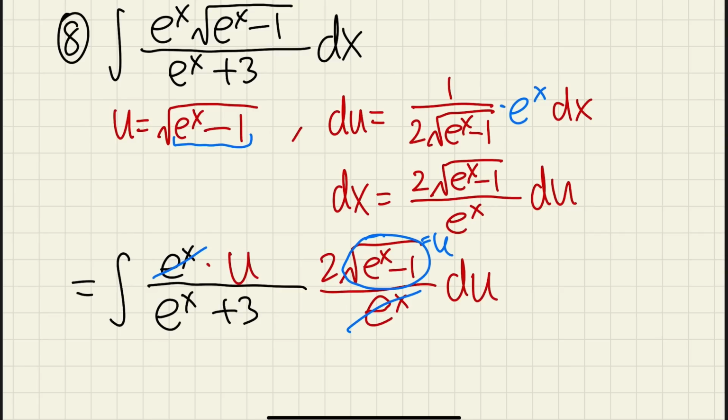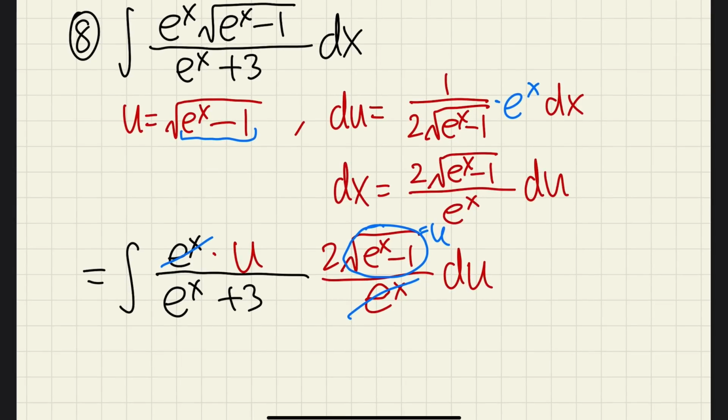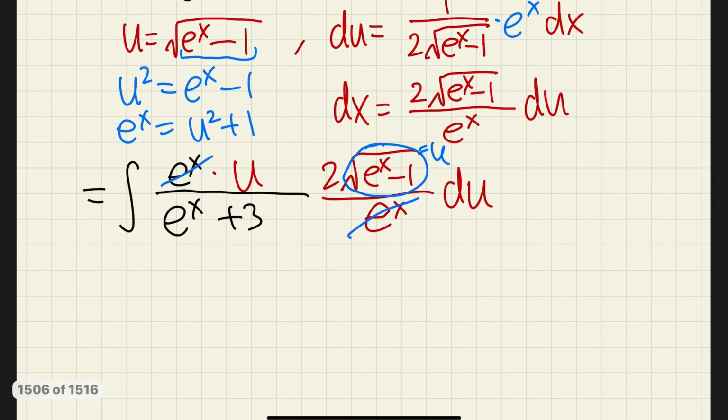Well, let's go back to the definition of our u. Square both sides, we get u squared equals e to the x minus 1. And then we can just add 1 to both sides. So e to the x equals u squared plus 1. So we can actually just replace this right here with u squared plus 1.